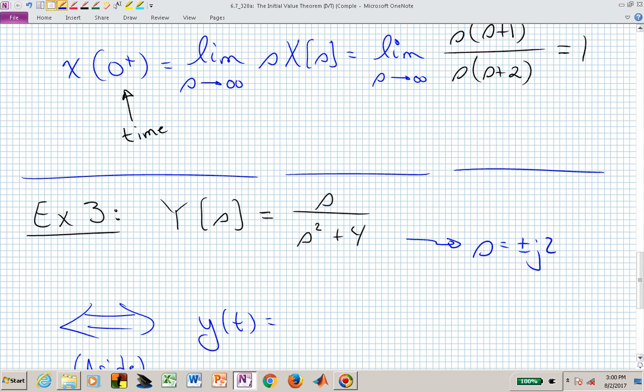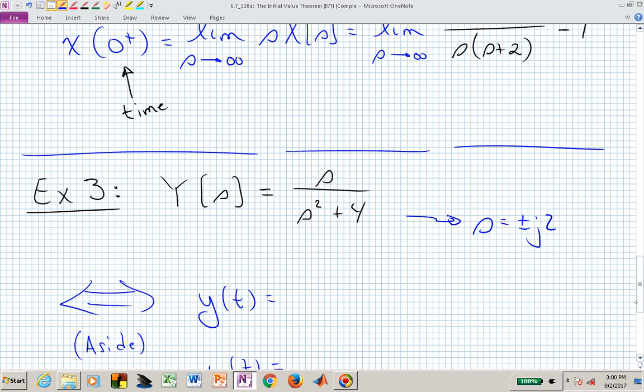But that's not critical for the initial value theorem. That's only important in the final value theorem. Just for grins, what is y of t? When we have poles on the imaginary axis, now we know that we have oscillatory behavior without any damping. There's no damping, there's no exponential growth. Y of t in this particular transform expression corresponds to a pure cosine because we have s over s squared plus 4. The frequency of oscillation is 2 radians per second.